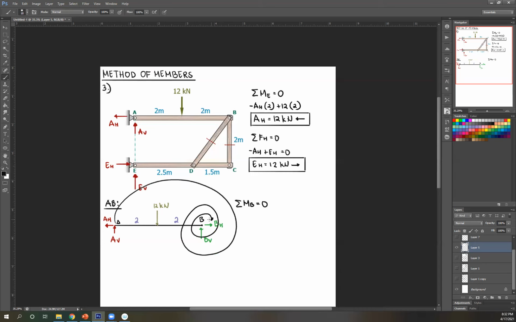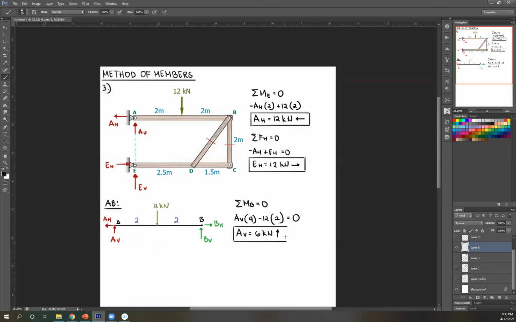Next, AV, rotate it about B, that's clockwise, therefore positive AV. Perpendicular distance, 2 plus 2, 4. Next, 12, rotate it about B, that's counterclockwise, therefore negative 12. Perpendicular distance 2. BH and BV pass through B, so ignoring those. There's no other force, so equals 0. Then from this, I can solve for AV, which is 6 kilonewtons. And then positive, therefore correct assumption for AV, it's upward.